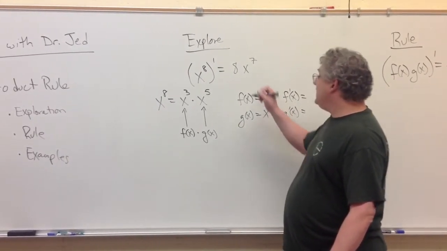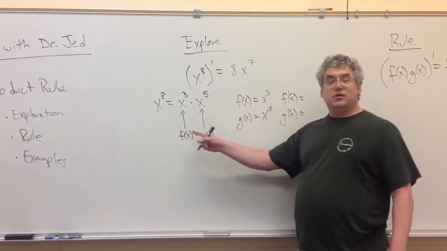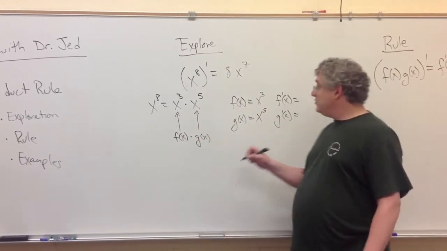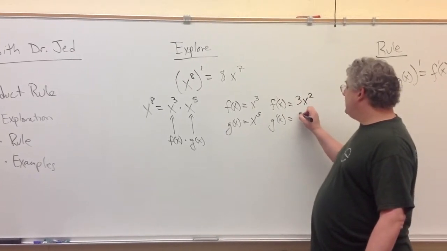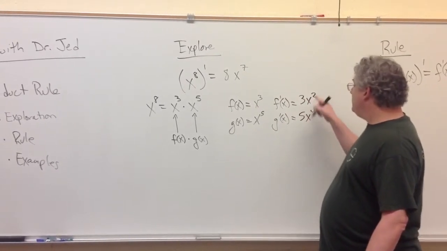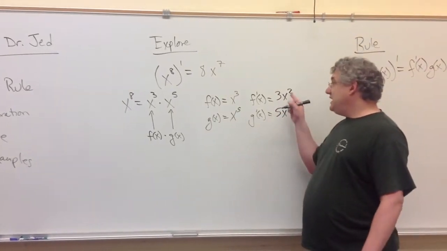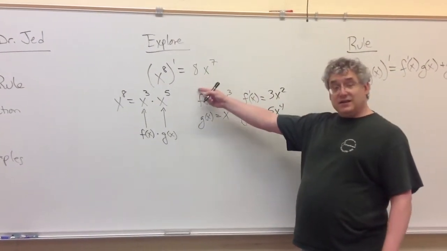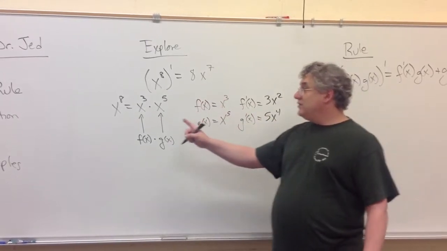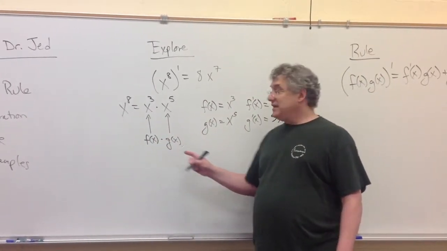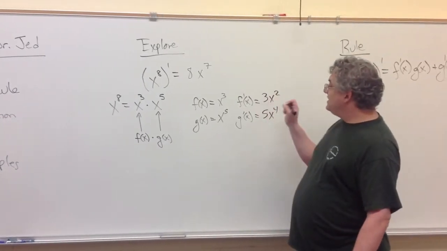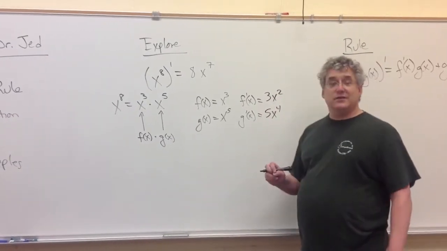So the first thing you might think is, well, if this is a product, the derivative of the product should be the product of the derivatives, right? So let's take the derivatives of each of these. This is 3x squared. This is 5x to the 4th. And if you multiply these, you get 15x to the 6th, and that's not this. So the derivative of f times g is not f prime times g prime. It's something else. Let's see. Look at this for a while. See if you can see the pattern.